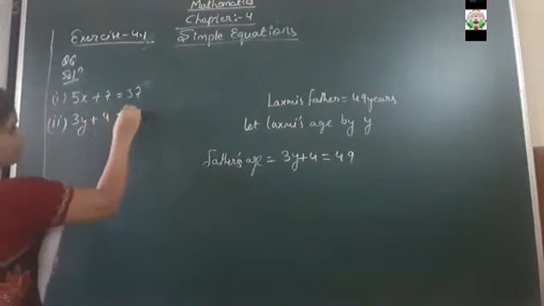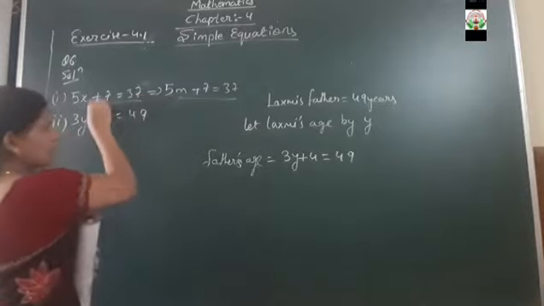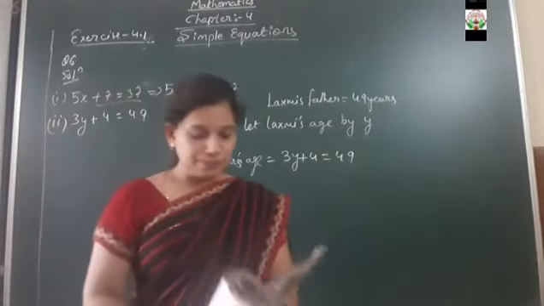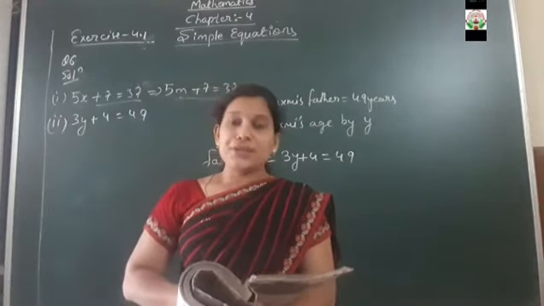So the answer for this statement will be 3y plus 4 is equal to 49. And here in place of x in the question, in a bracket it is given to use m. So here it will be 5m plus 7 is equal to 37. Both have the same meaning, no difference. Okay. Now question number 3.